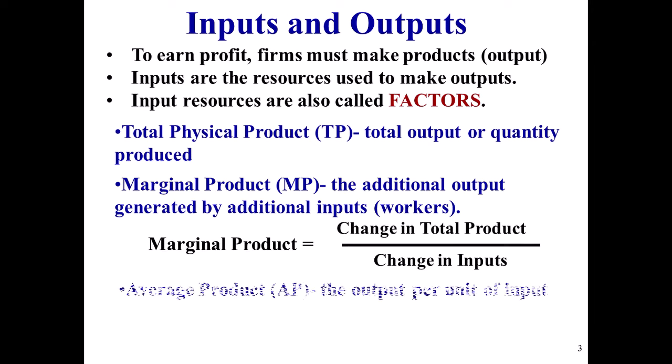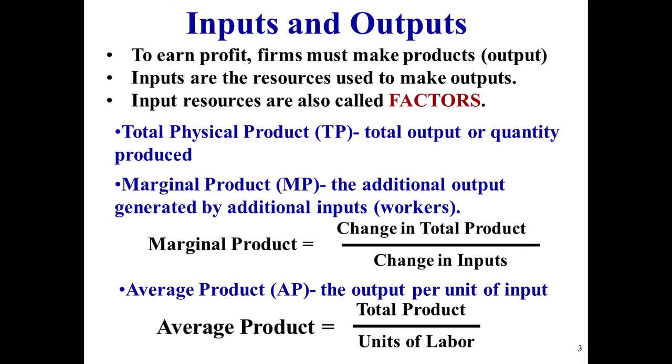Okay, a couple things you need to know. First, marginal product. That's the biggest one. Average product's easy to figure out. Marginal product, remember, is the change in total product over the change in inputs. Generally, it's going from one to the other, so you don't have to worry about the change in inputs. It's always one, so if you have one worker makes you 20, two workers makes you 40, okay, the marginal product is 20.